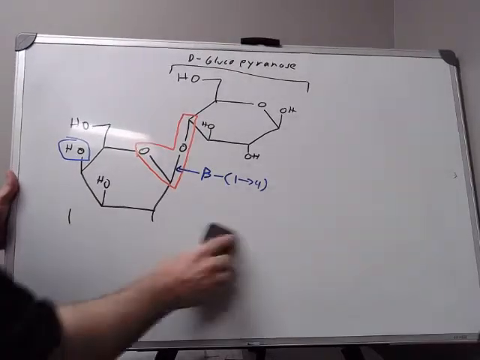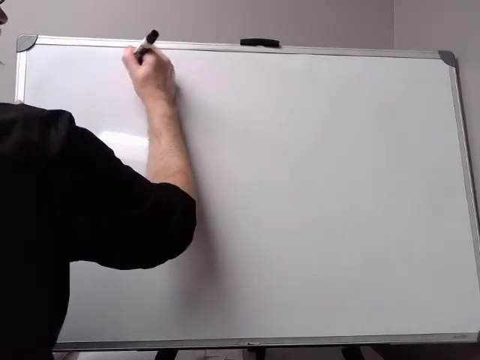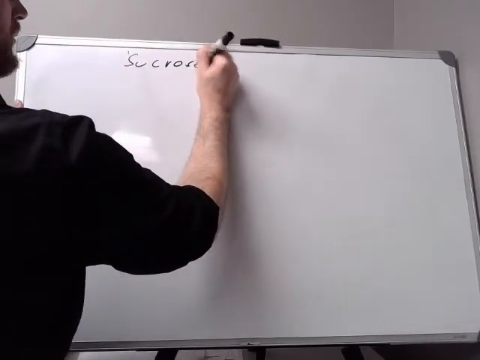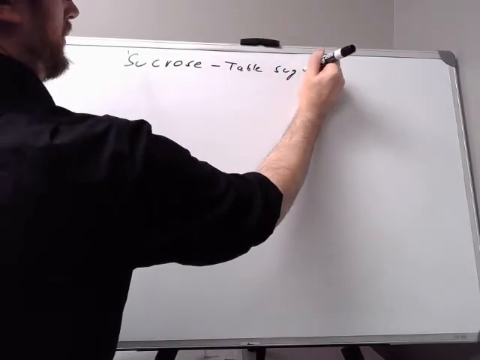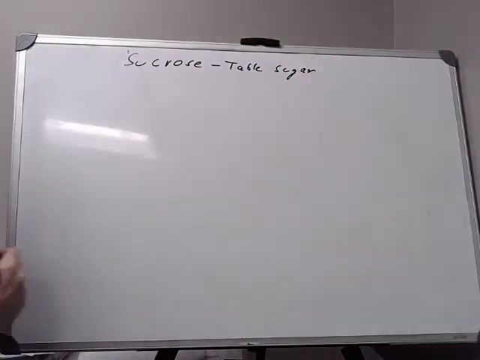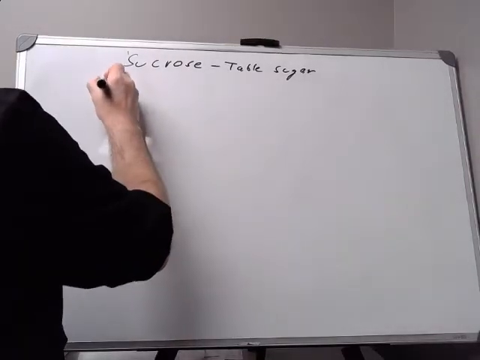So the next common disaccharide that we'll look at is sucrose, or table sugar. And sucrose is a disaccharide of D-glucose and D-fructose.